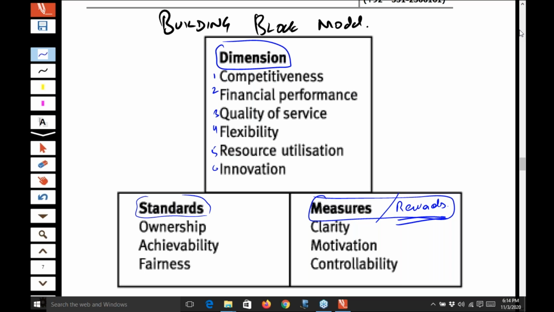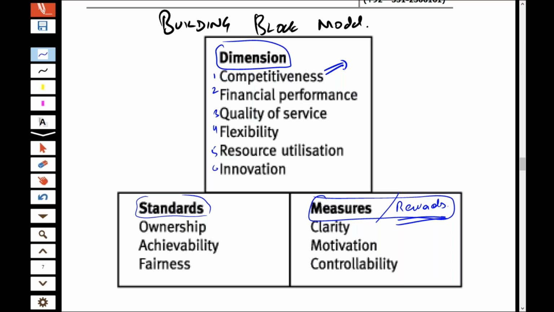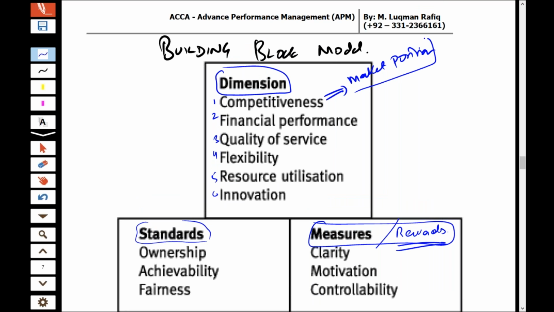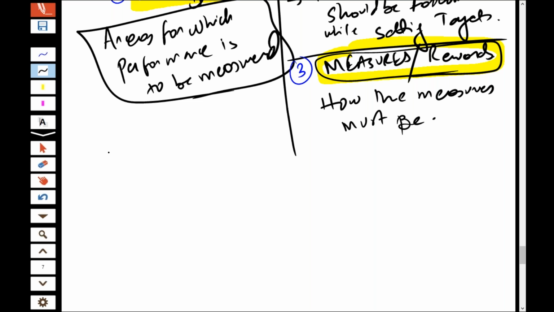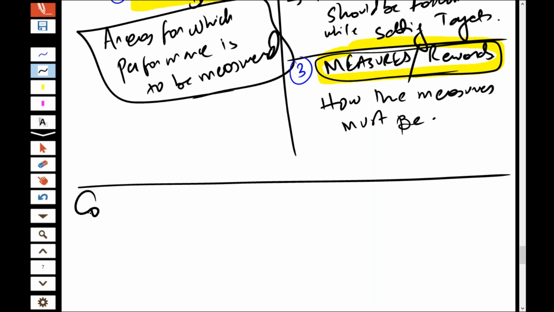Okay, now, the first one of them is actually termed as the competitiveness. Now, what exactly do you mean by the competitiveness? So the competitiveness actually measures the market position of an entity. You can have different measures for this competitiveness, but this is something that you need to understand, that this is one of the dimensions that we have to follow.